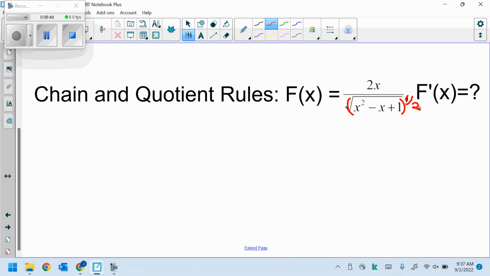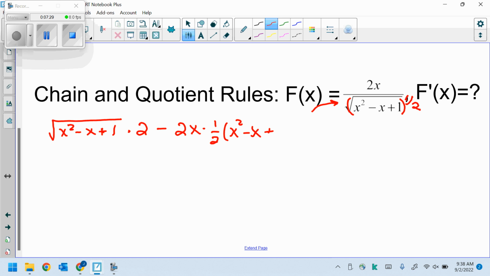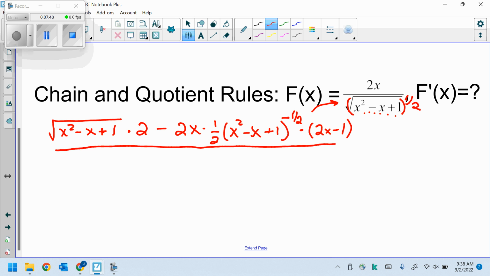All right. So I've got to do low d high minus high d low, and d low is the issue. I've got to take the derivative of this parentheses term. So let's see, 1/2 times x squared minus x plus 1. Got to adjust my exponent, and then multiply by the derivative of what's inside, which is 2x minus 1. Over low. Low is really nice here, because when you square a square root, we just have x squared minus x plus 1.